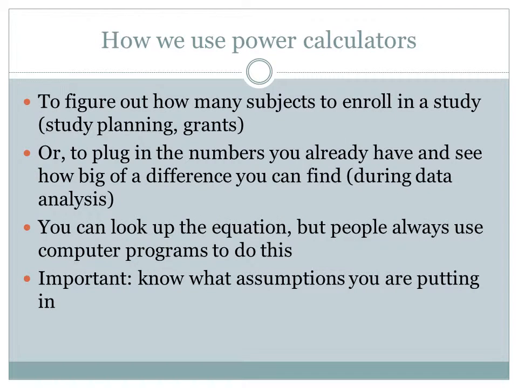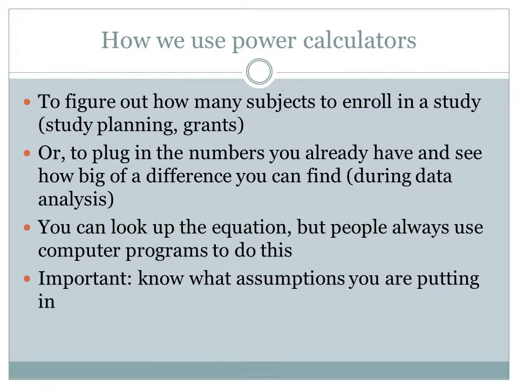So you can put different numbers into this and mess around with it a little bit and see what your numbers are like. Most people use these power calculators to figure out how many subjects they need to enroll in their study. But in some studies, when you know how many subjects you have, you can play with it a little bit and say, well, what's the smallest difference that we have power to find? So this is how we use them. We figure out how many subjects to enroll in a study, and I use this all the time for writing grants and figuring out how big the study needs to be. Or you can plug in the numbers you already have and see how big of a difference you can find.